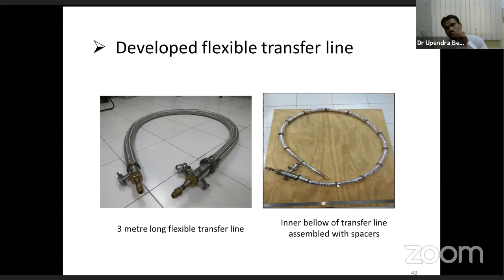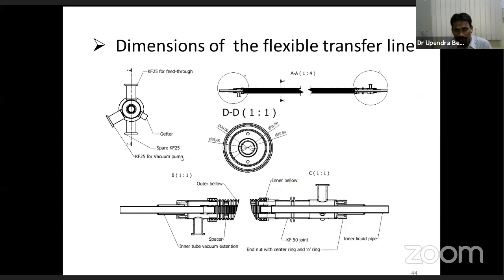Some part of heat transport takes place from the outer bellow to the inner bellow. So this should have a minimum number of spacers, but at the same time the inner bellow should not sag onto the outer bellow. Those studies we have also done. This is the total view, and this is the inner bellow, and this is the total assembly of the 3-meter long transport line. This transport line has a 20 mm inner tube ID, the inner bellow ID is 20 mm, and the inner bellow OD is 26.8 mm, whereas the outer bellow ID is 51 mm and the other one is 70 mm. This shows all the connection details, which I won't go into.